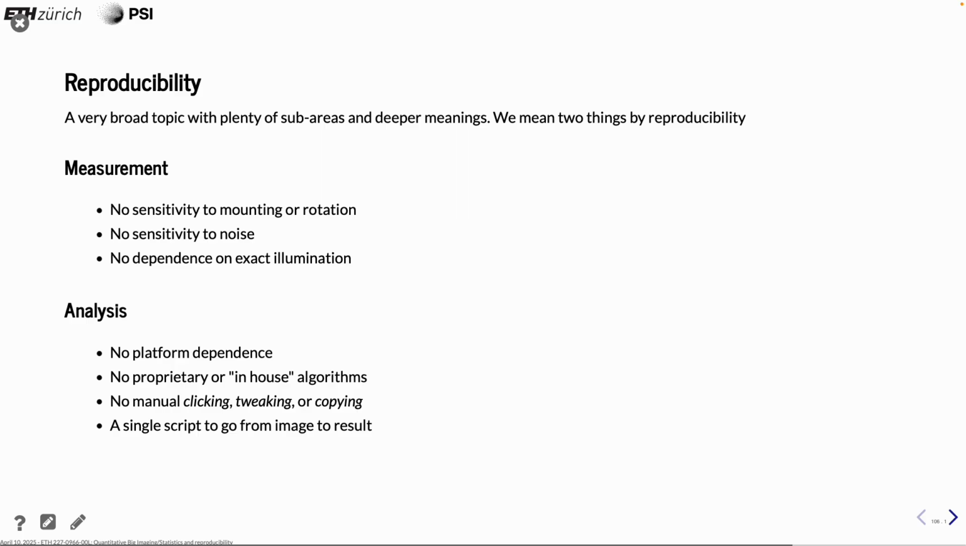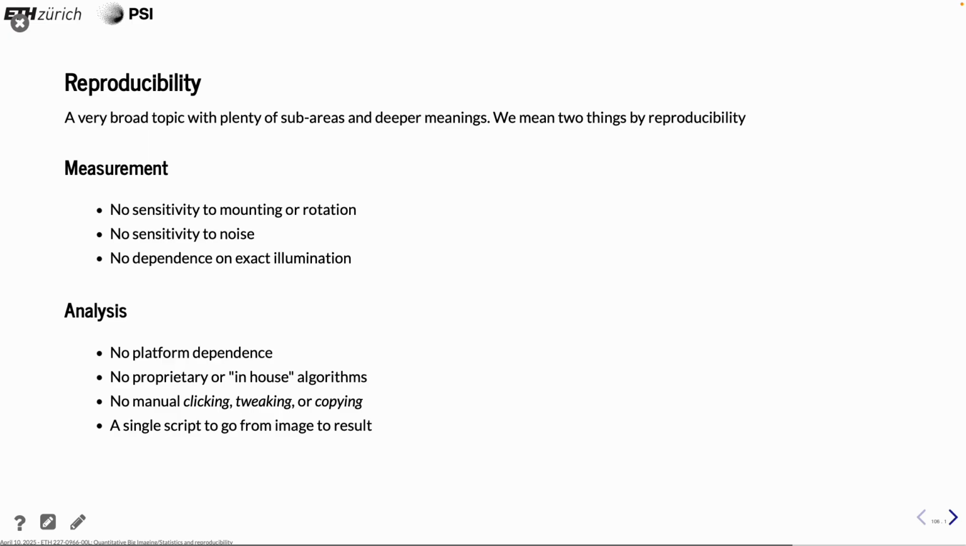And the analysis shouldn't have any platform dependence, so it shouldn't depend on which kind of computer you use, or even which specific computer you use, but just should run. And then it should be limited to use proprietary or in-house algorithms. It's better to have something that is well defined already, unless you really need to develop an algorithm. But then in that case, it needs to be published and reported exactly what you did.